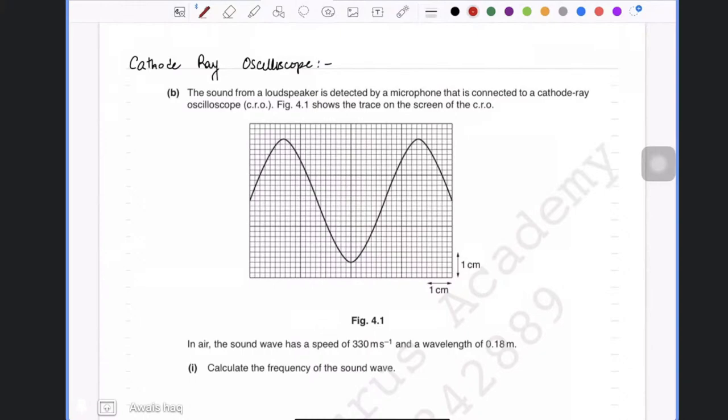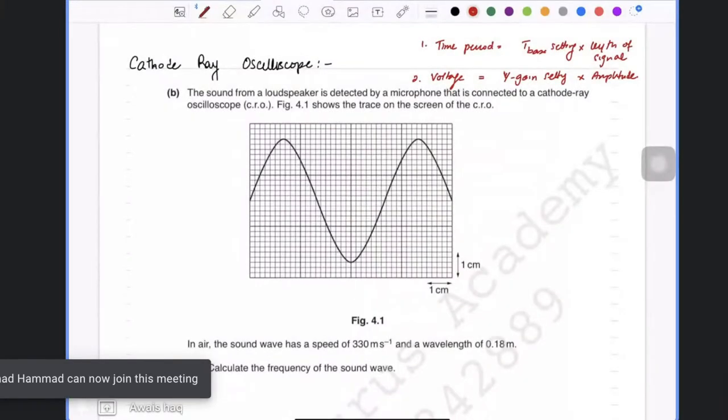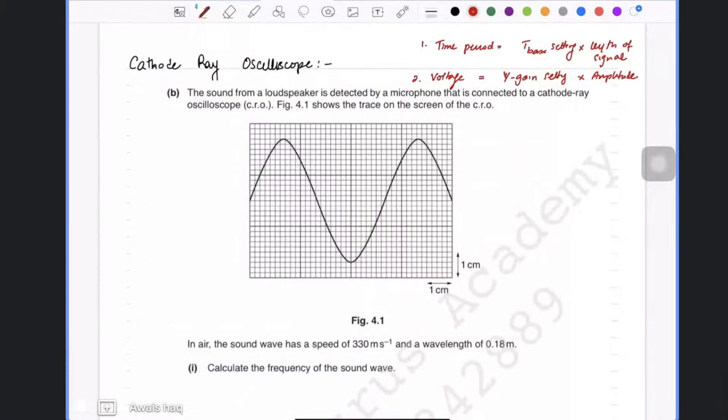So the first thing you guys need to understand is that number one, if you want to find the time period, you have to multiply time base setting by the length of signal, all right? And then if you want to find voltage, you have to multiply Y gain setting with amplitude. So that's what you should be doing now. So, keeping that in mind, these two formulas are highly important.